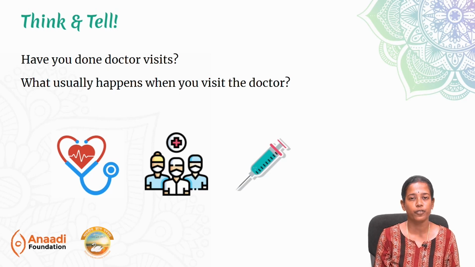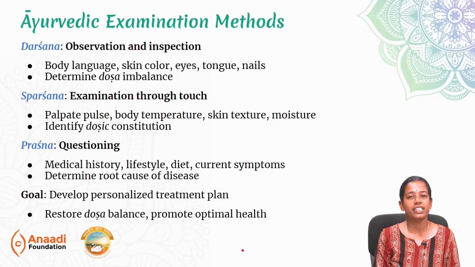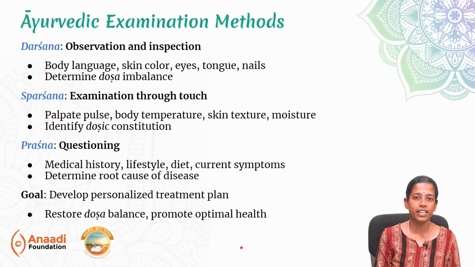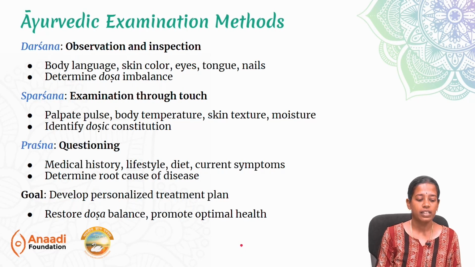Diagnosis, I am sure all of you understand, is where the Vaidya tries to understand what sort of disease you have developed. Let us now try to understand the Ayurvedic examination methods. A Vaidya usually tries to do three things during his examination. One is Sparshana, another is Darshana, and third is Prashna.